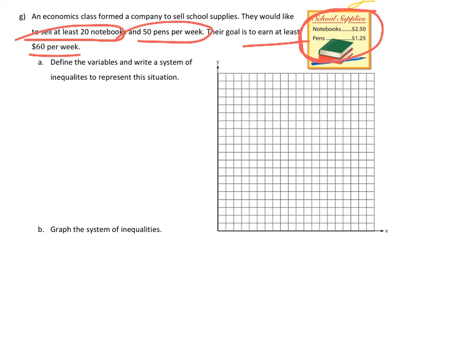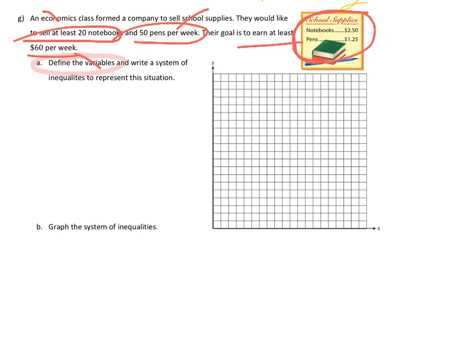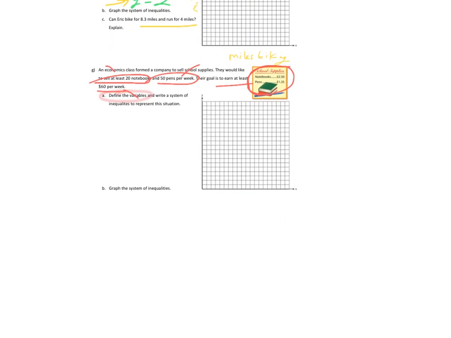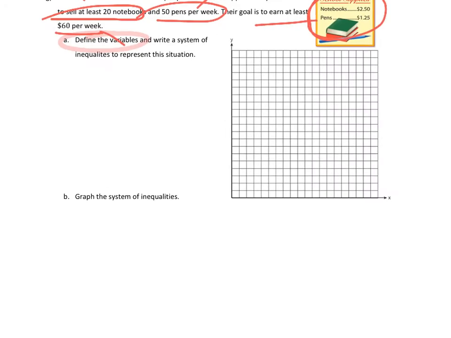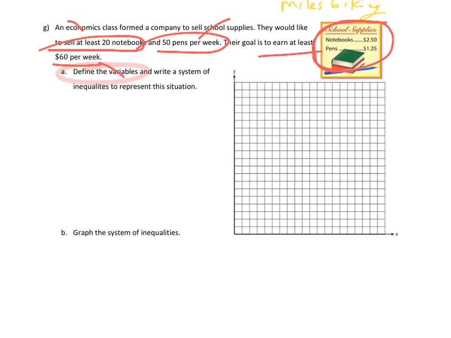One that talks about how many notebooks, one that talks about how many pens, and one that brings it all back to talk about money. This one we do have to define the variables. So let x equal, let y equal, graph the system, and the shaded zone that is the solution needs the capital letter S. Good luck.